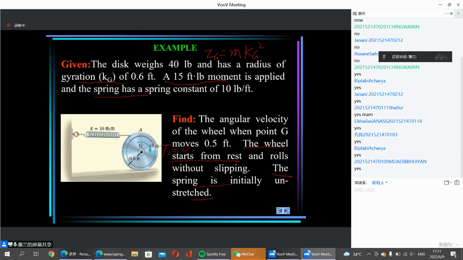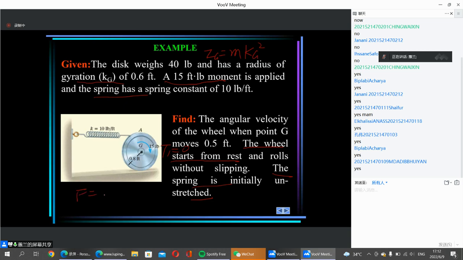Okay, we need to find the angular velocity of the wheel when point G moves 0.5 feet. Here, you see, it's a period. It's not an instant problem. If it's an instant problem, generally we need to apply the equations of motion, F equal to ma, M equal to I alpha. Do you still remember this?